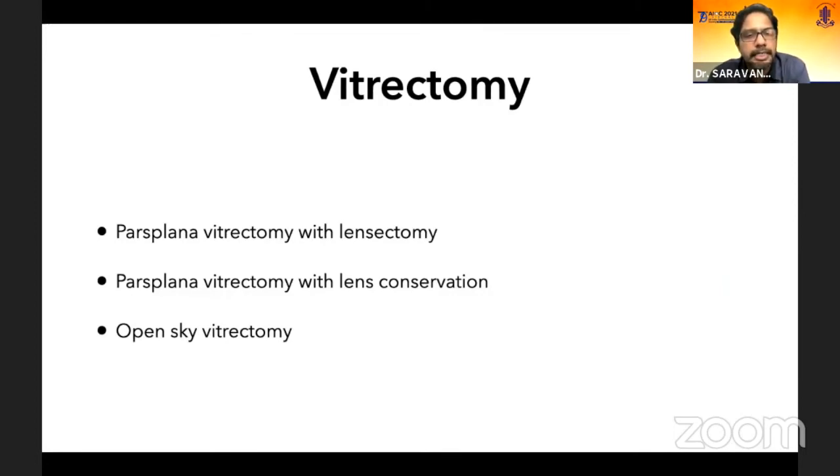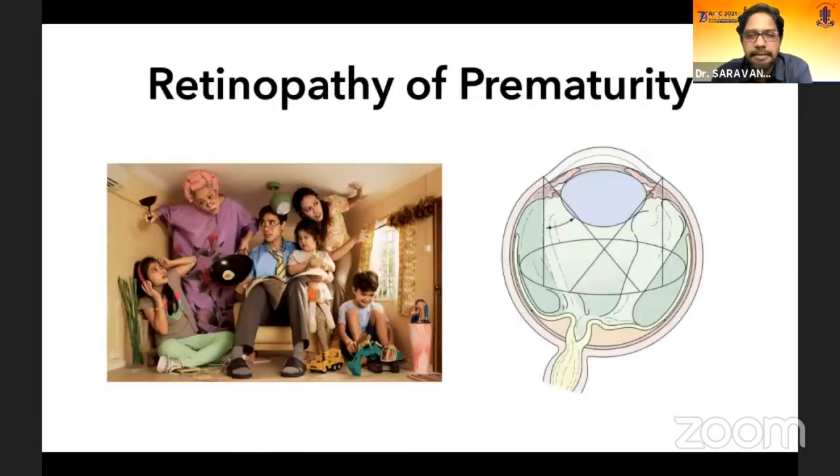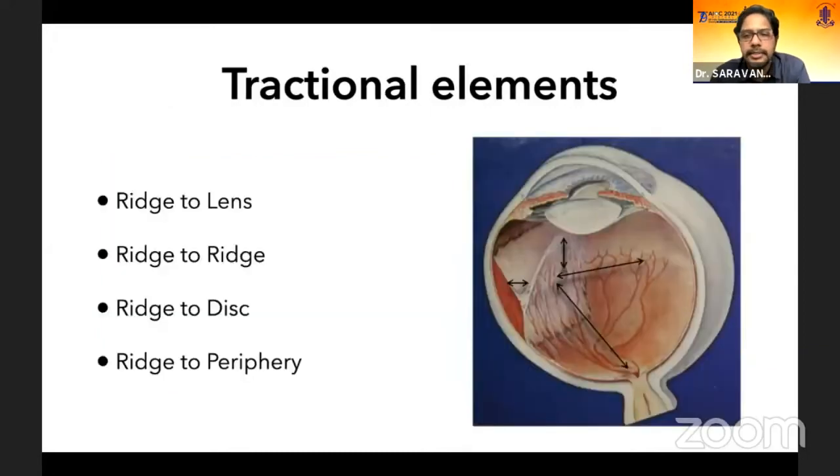In stage 5, with an anteriorly open or closed funnel, obviously you have 3 choices: pars plana vitrectomy with lensectomy, pars plana vitrectomy without lensectomy, and occasionally open sky vitrectomy when there is a corneal opacity or a scar. One thing you have to keep in mind is that in both, the space for maneuvering inside and outside the eye is quite cramped. You need a little bit of a learning curve to accommodate these difficulties. The various traction elements you tend to see here are ridge to ridge, ridge to lens, ridge to the disc, and also ridge to periphery.